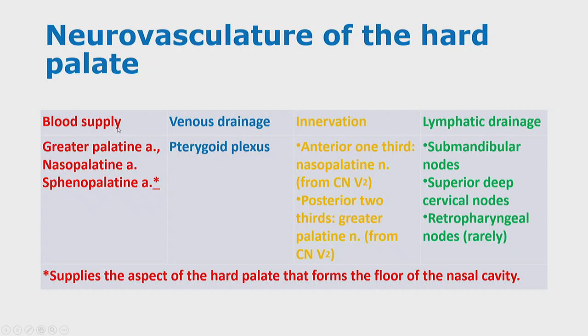Regarding the arterial blood supply, the main artery of the hard palate is the greater palatine artery. And in some literature, you can also find the nasopalatine artery, or instead of the nasopalatine artery, you can find the sphenopalatine artery. Both of them are branches of the maxillary artery.